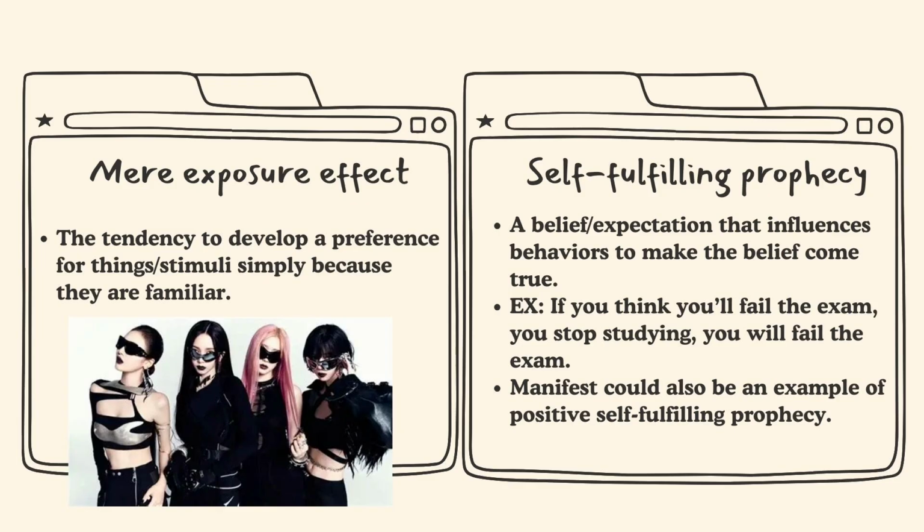And also, manifest is a kind of positive self-fulfilling prophecy. How manifest works is you think positively and you think, I'm going to be super rich in the future. With this belief, it will affect your actions and you start to do positive things until you actually become rich in the future. A lot of celebrities love manifest and it actually works.